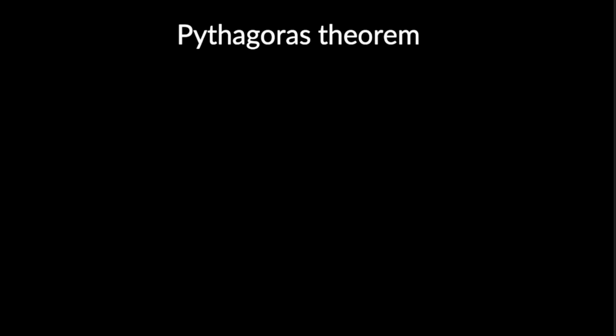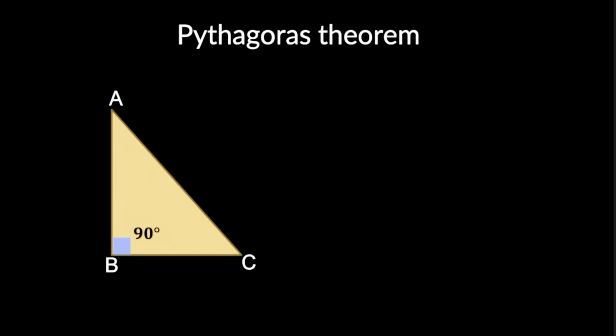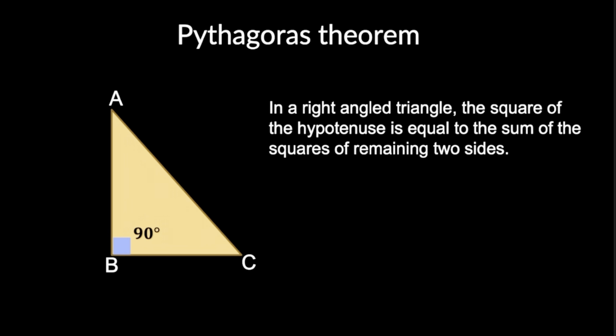Let's recall Pythagoras' theorem. In a right angle triangle, the square of the hypotenuse, that means AC square, is equal to the sum of the squares of the remaining two sides, which is AB square plus BC square. Now let's apply this theorem.